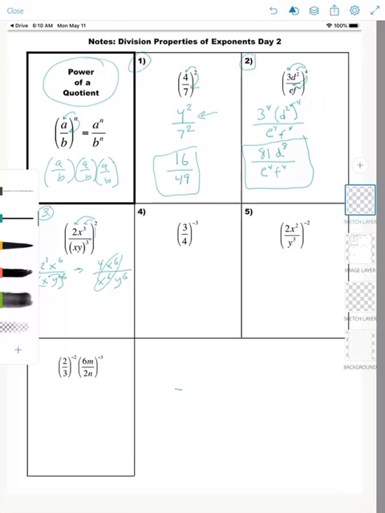Now here we have some reducing we can do because we have an x to the sixth on the top and an x to the sixth on the bottom. Now you can just see that those will cancel each other out. You could also use the quotient rule, which says that you're going to subtract exponents, 6 minus 6, and 6 minus 6 is 0. X to the 0 power is 1. So in either case, these cancel out to leave a 1.